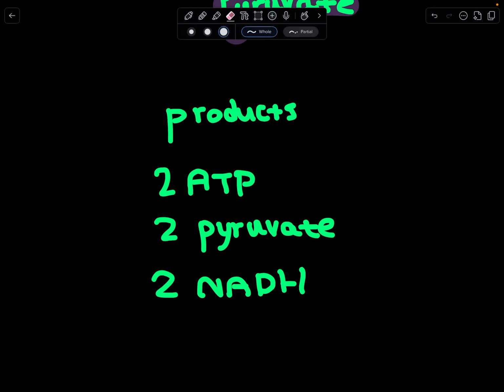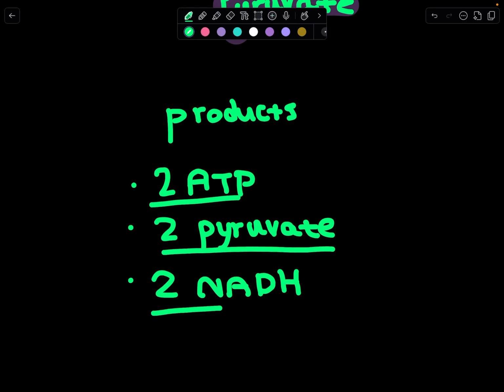product of glycolysis. This step, along with the PGK step, is called substrate-level phosphorylation, SLP, because ATP is made directly by transferring a phosphate group from a substrate, like 1,3-BPG or PEP, to ADP, not through the proton gradient like in oxidative phosphorylation. Why do these reactions happen twice per glucose?